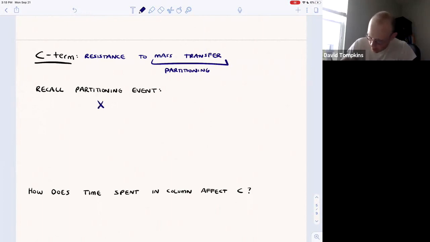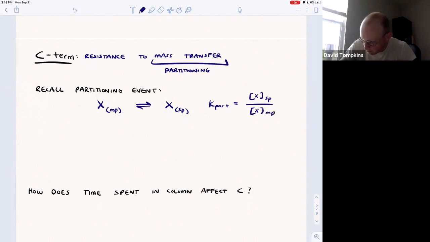So if you have compound X and it's in the mobile phase, if it equilibrates with X that is bound to the stationary phase, right, then at some constant ratio of concentrations of X in stationary relative to mobile, you reach this equilibrium constant or K part. And partitioning allows solutes to separate out, such as solute X and solute Y to separate.